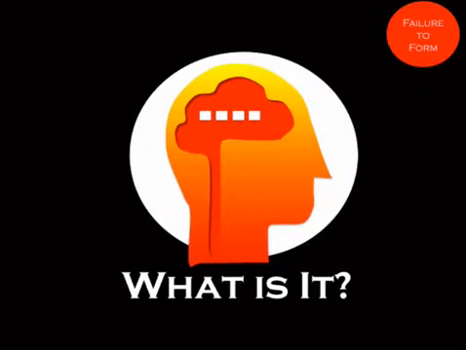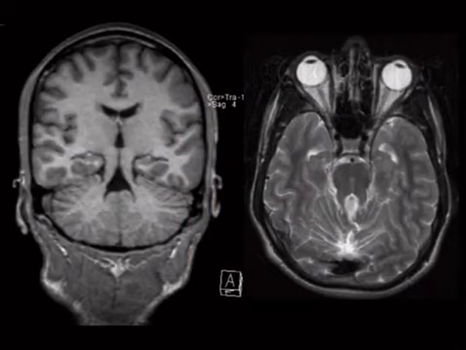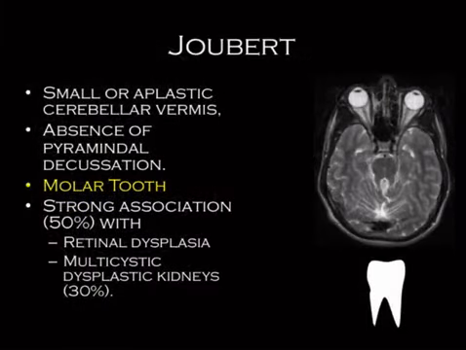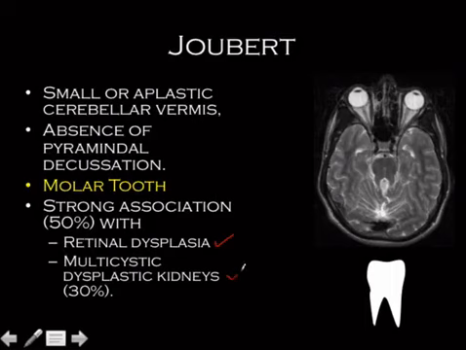Next case, failure to form. This is another Ant Mini, very classic. This is the so-called molar tooth sign here and here. And what that is, is an absence of the pyramidal decussation. It results in a small or aplastic cerebellar vermis. Strong associations worth knowing: retinal dysplasia 50% of the time, and multicystic dysplastic kidneys 30% of the time.